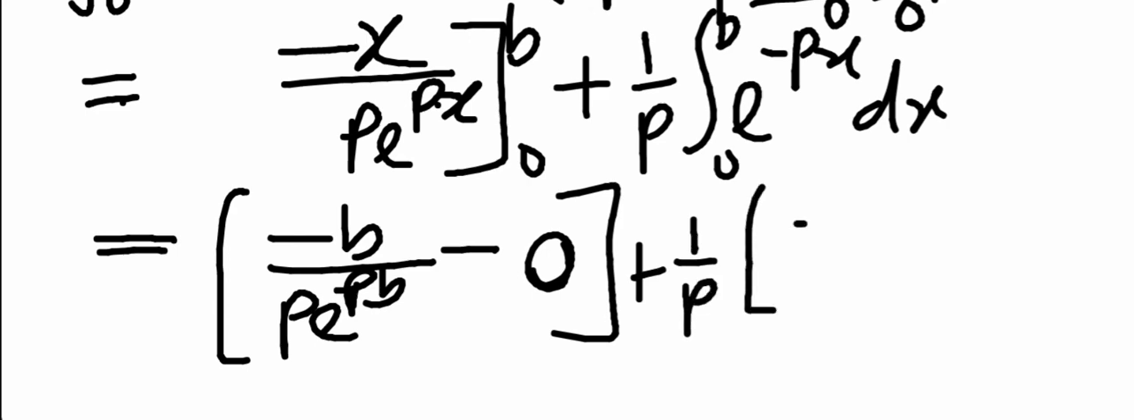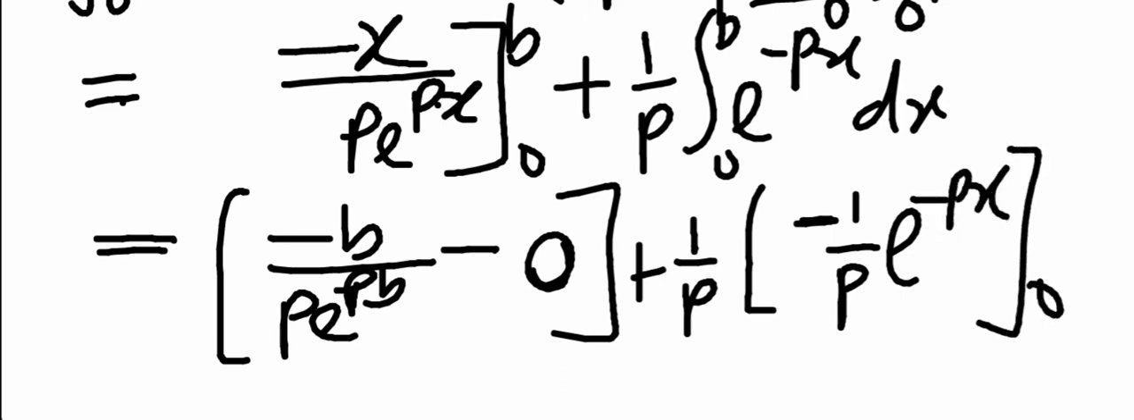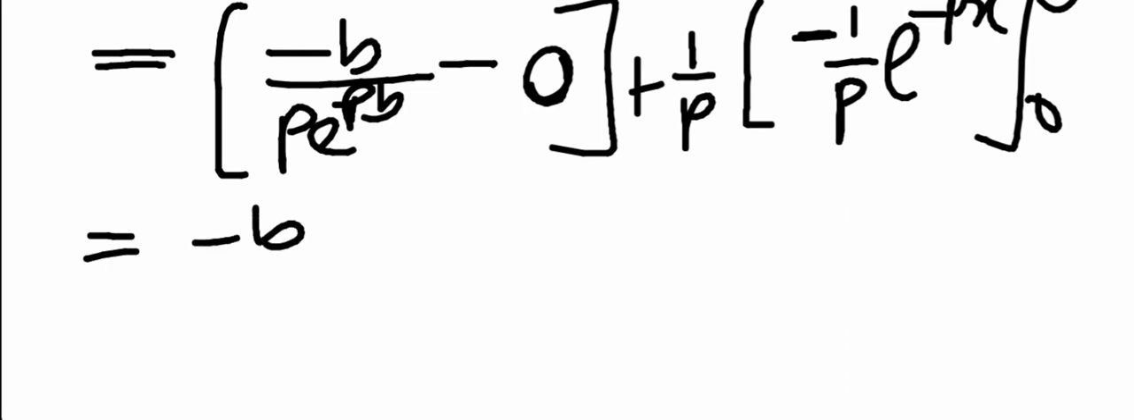If I integrate this, I still have what I had before, minus 1 over p exponential minus px from 0 to b. I need to open this up too. After opening that up, we are going to take the limit so we can evaluate what Laplace of x is. So this gives me what? Minus b over p exponential pb.